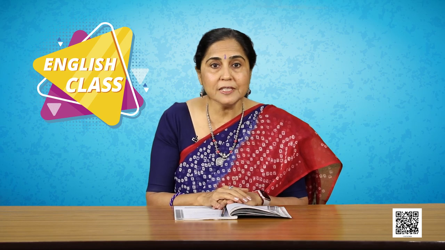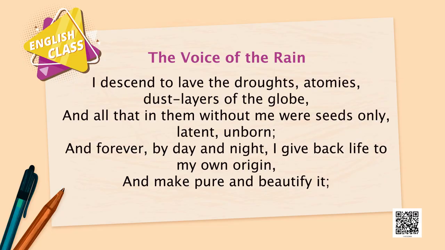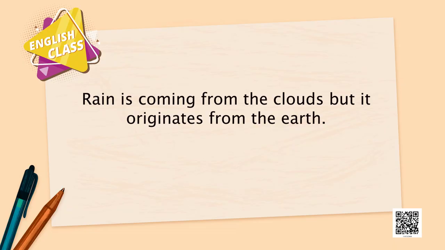The seeds inside the earth also grow into a plant because of the water provided by the rain. It gives life to the seeds. The rain also says that by day and night it provides life, care, enrichment, and water to the place from where it originated. Generally we say that rain is coming from the clouds, but it originates from here, from the earth.